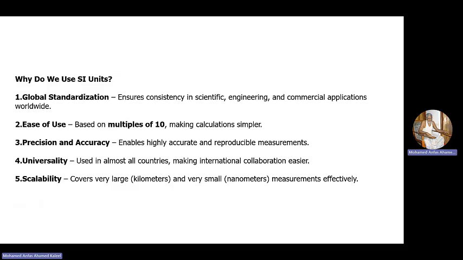The second one is ease of use. Normally in SI units we use multiples of 10, like 10 to the power minus 20, 10 to the power minus 10, 10 to the power 20, 10 to the power 30, which makes calculation easier and simpler. The third one is precision and accuracy. We can give measurements precisely, enabling highly accurate and reproducible measurements.